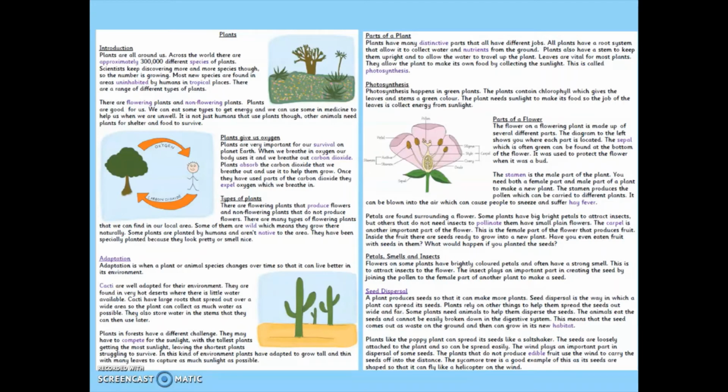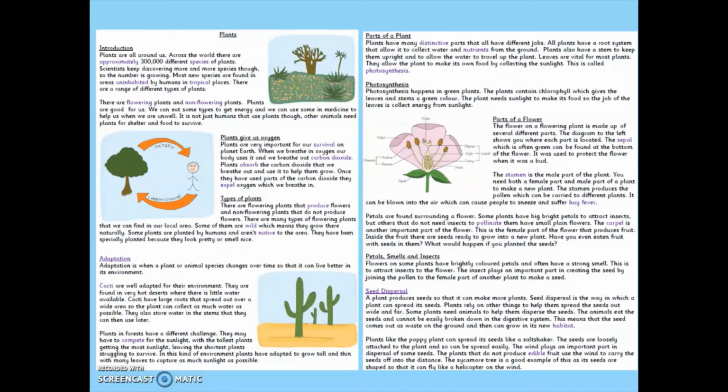Cacti have large roots that spread out over a wide area so the plant can collect as much water as possible. They also store water in the stems that they can then use later. And there's a picture of a cactus there.